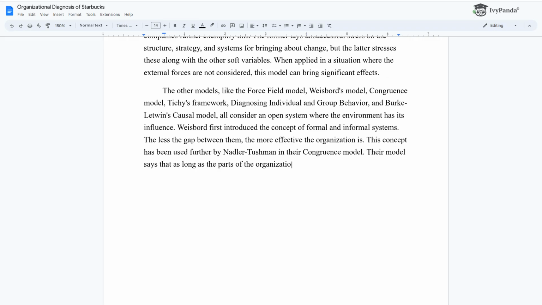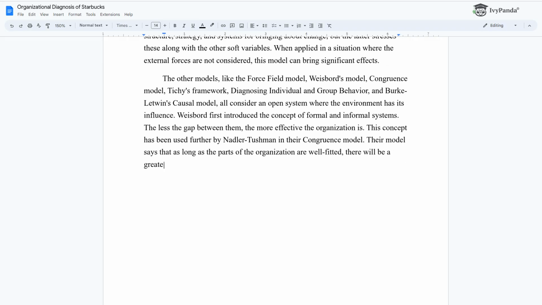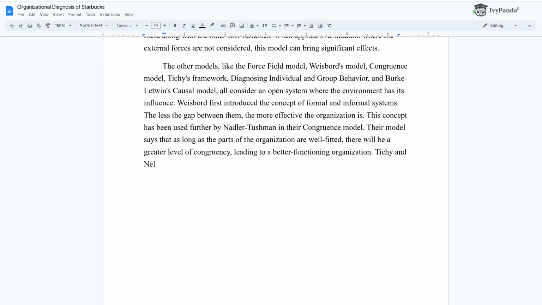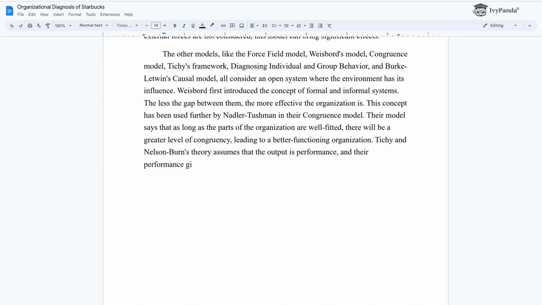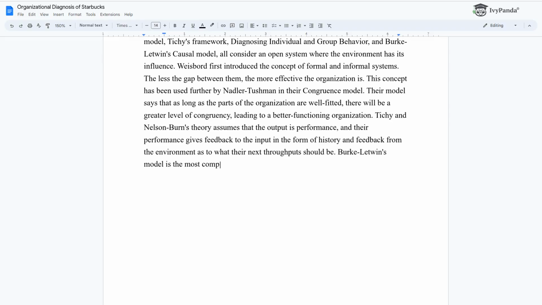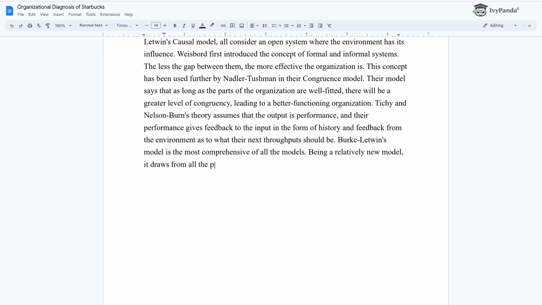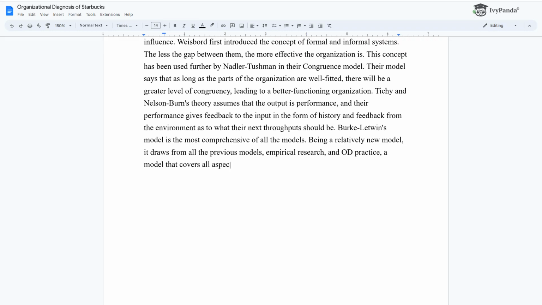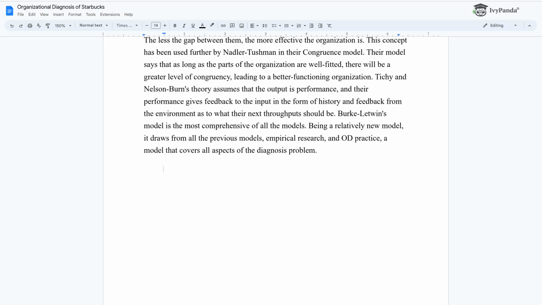Their model says that as long as the parts of the organization are well fitted, there will be a greater level of congruency, leading to a better functioning organization. Tichy's and Nelson and Burns' theory assumes that the output is performance, and their performance gives feedback to the input in the form of history and feedback from the environment as to what their next throughput should be. Burke-Litwin's model is the most comprehensive of all the models. Being a relatively new model, it draws from all the previous models, empirical research, and OD practice, a model that covers all aspects of the diagnosis problem.